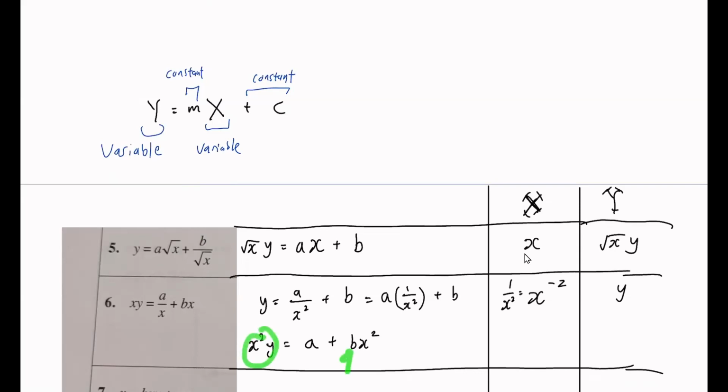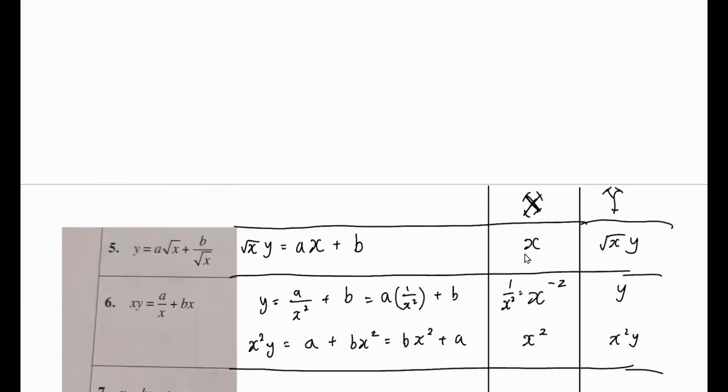Variable equals constant times variable plus constant. Yeah, the pattern. Maybe if I rearrange it so it looks nicer, bx squared plus a. Then now you can see y equals mx plus c. But the capital Y is x squared y, and the capital X is x squared. So this is another way you could do it. Okay? Yeah, there's no one fixed answer. Usually there's quite a few ways.